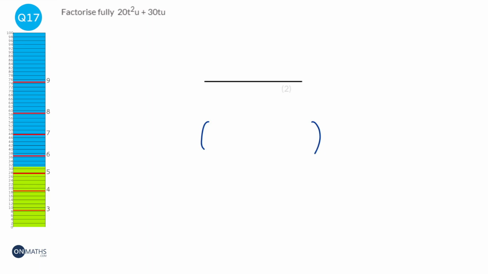And looking at these terms, I'm going to focus first on the numbers. So 20 and 30, I can divide both of those by 10, and that will leave 2 and 3. So that's the numbers done. Next, I'm looking at the t terms. So we've got t squared there and a t there. So we can divide out a t, but that will leave a t on the first term.